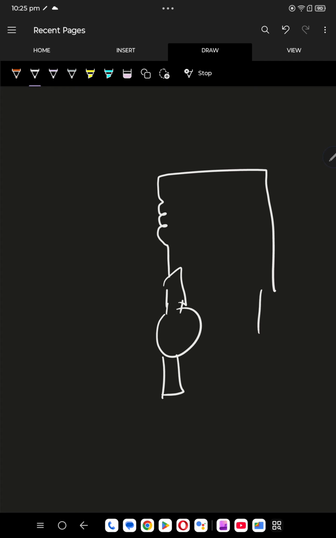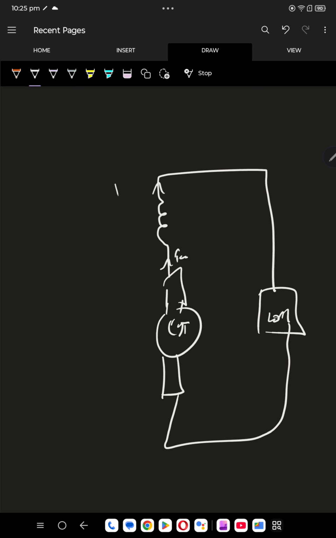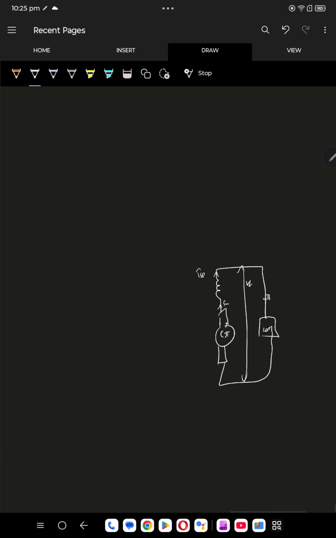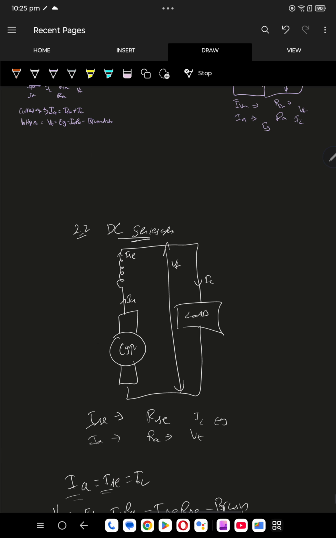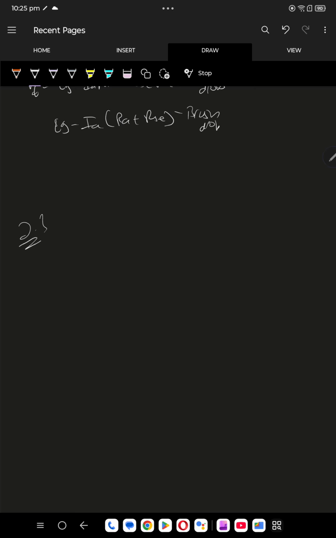Diagram once again, quick practice. Load. That's it. EG, IA, ISC, IL, VT. Finished. 2.2 is also done. Now coming to 2.3, which is the compound generator. DC compound generator it is.